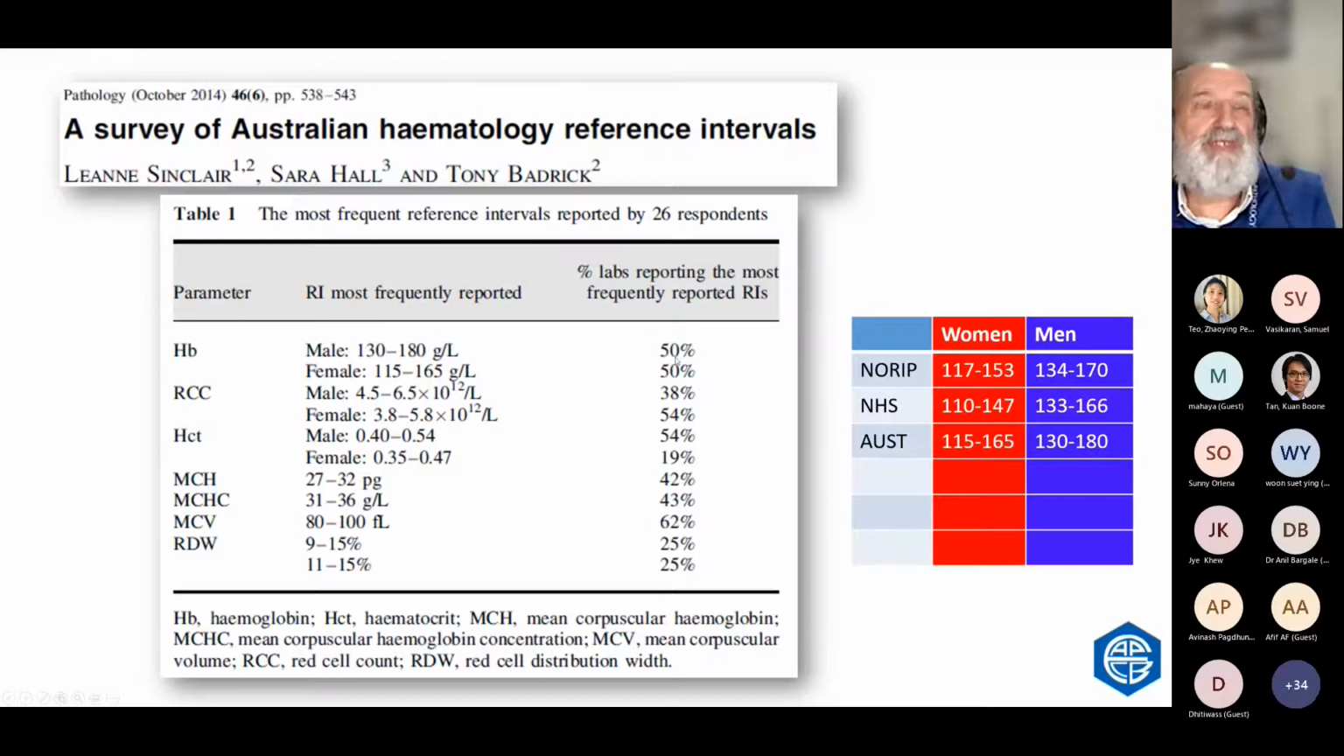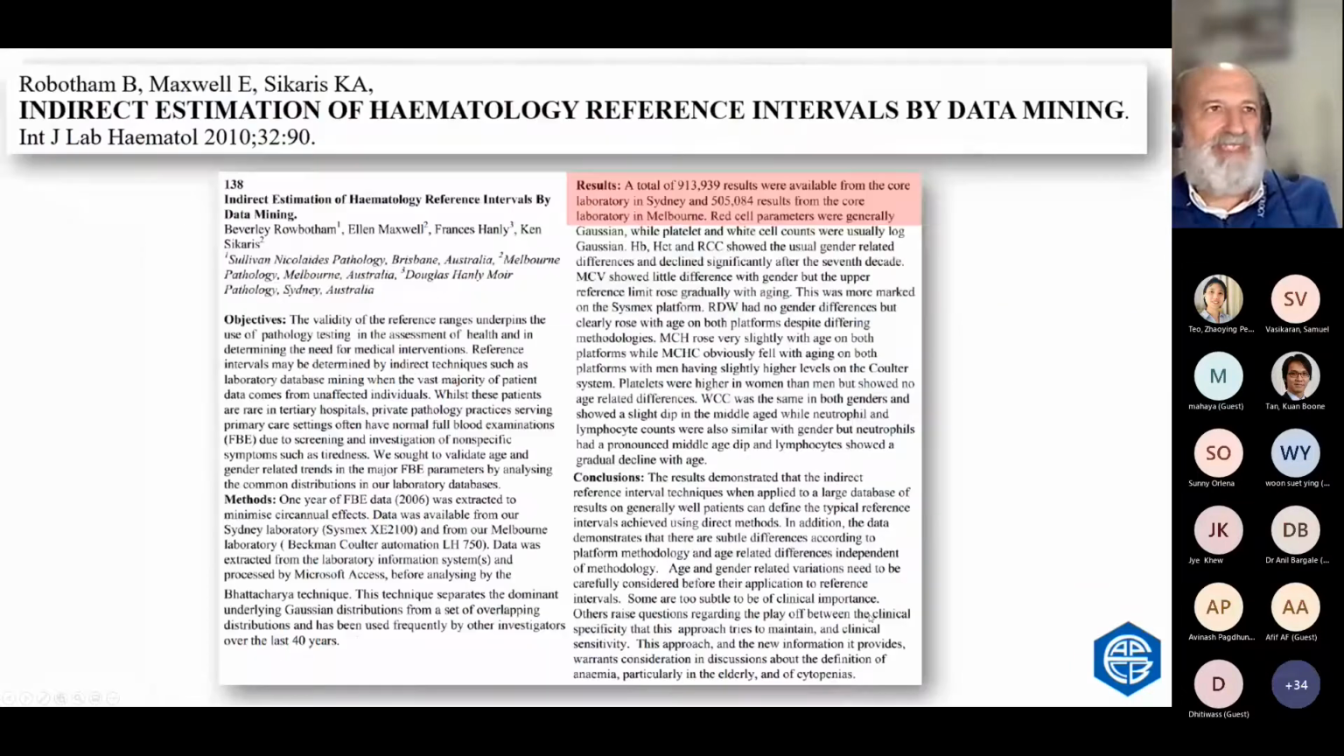In Australia, 50% of labs use 130 to 180 gram per litre for men and 115 to 165 for women. And the others use a whole lot of different numbers. So if you compare the Australian studies with, say, the Nordic studies, they're slightly different. And with the UK recommendations, 110, 133, they're all again slightly different. So it's a problem to know exactly what a normal hemoglobin is.